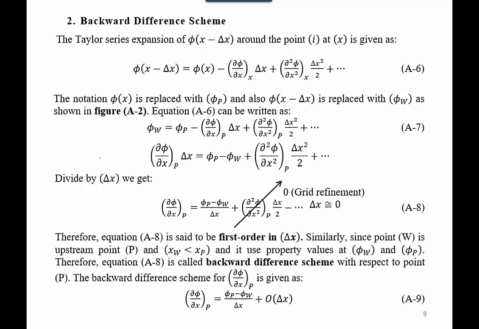Therefore, for the gradient of phi at big P, if we use this backward difference, we will use only the phi at big P and the phi at the west or upstream value, which is phi at west, as shown in equation A9.